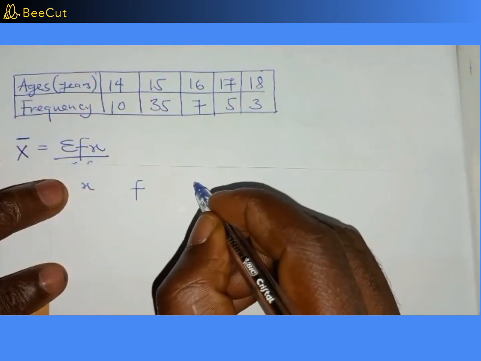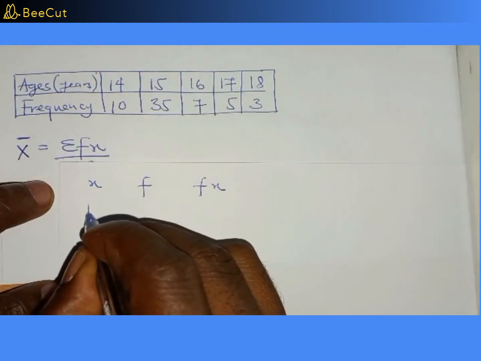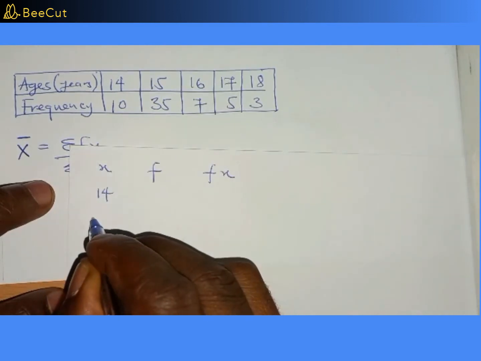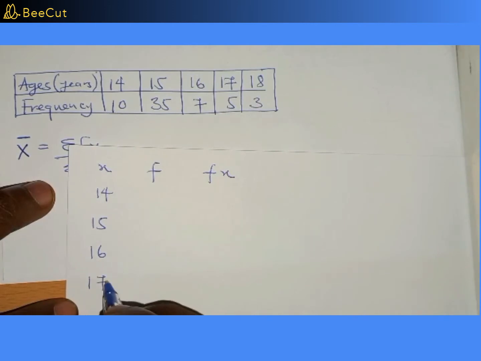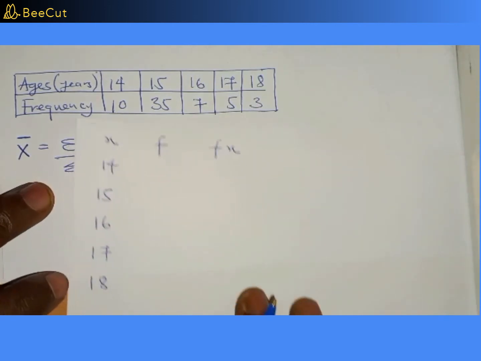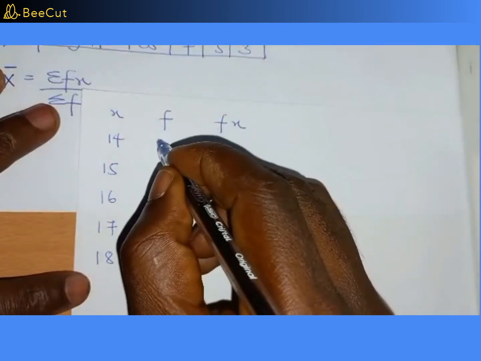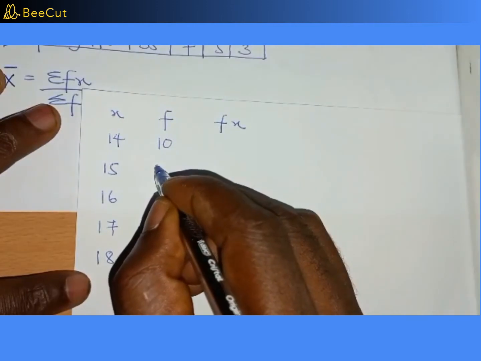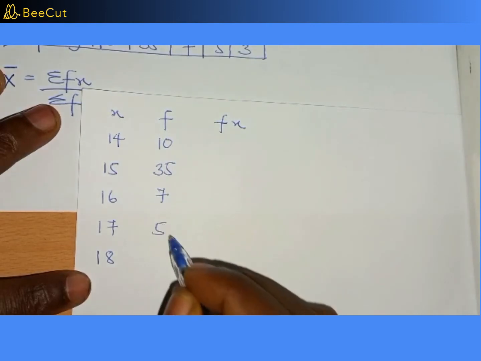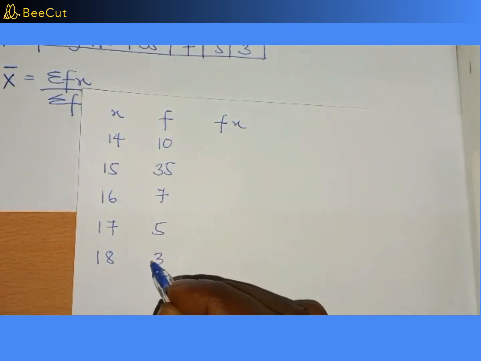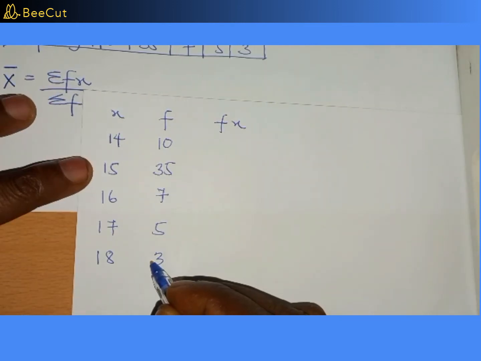So next, I'm going to have fx. For my x values, I have 14, 15, 16, 17, and 18. Then for the f values, I have 10, 35, 7, 5, and 3. From here, I take my calculator and start my work.